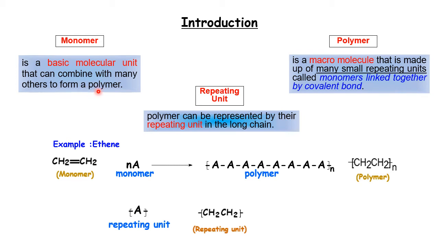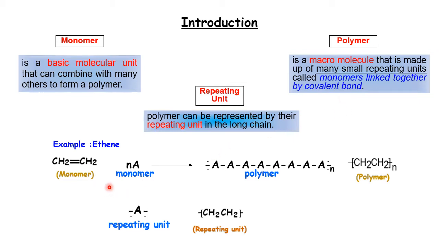And then when you want to combine to form a polymer, okay, we must know what is repeating unit. Polymer can be represented by their repeating unit in the long chain. So polymer actually is a macromolecule that is made up of many small repeating units, called monomer, linked together by covalent bond.